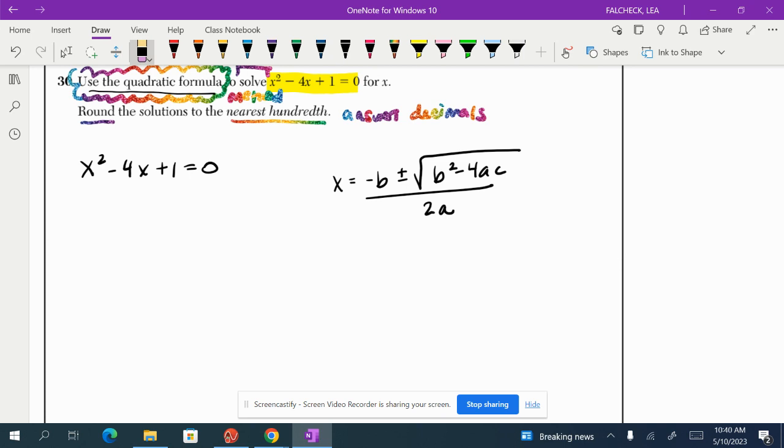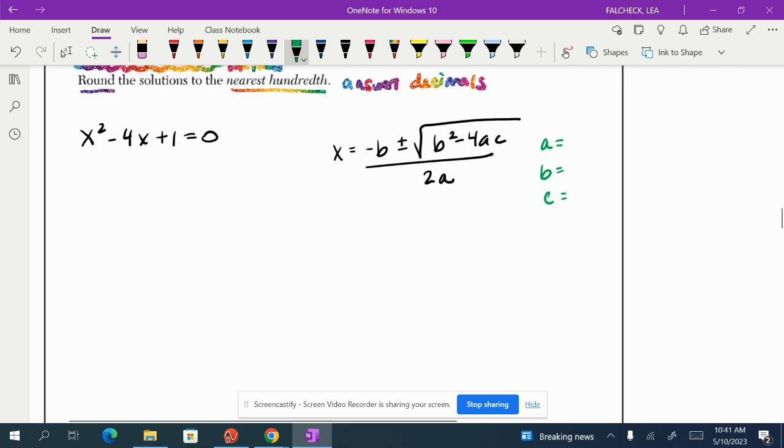So in order to use the quadratic formula, you will notice that we need inputs of an A, a B, and a C. So let's go ahead and write the standard form of a quadratic underneath our quadratic and see what A is going to be, what B is going to be, and what C is going to be. Okay, so A is 1, B is negative 4, and C is 1.